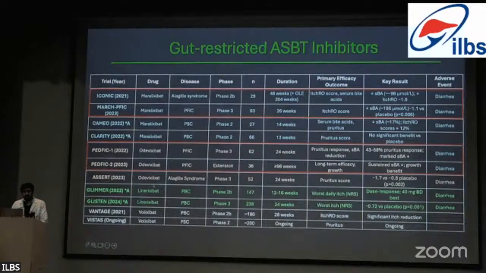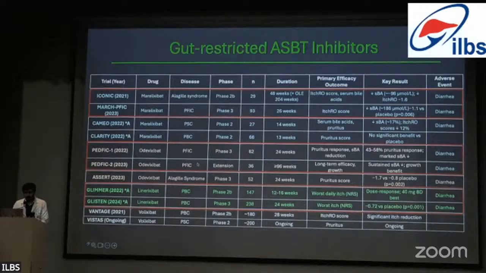Then odevixibat is another ASBTI molecule, which is again being utilized for PFIC. Two studies have been done: one is a phase 3 trial and another an extended trial. Both of these have found a 43 to 58% reduction in the pruritus with a marked reduction in the serum bile acids. Based on PEDFIC 1 and 2, approval was given in 2021. A recent 2025 study also showed that close to 73% of the patients on odevixibat showed symptomatic improvement. They also found a bile acid cutoff of more than 333 to be a marker of poor response.